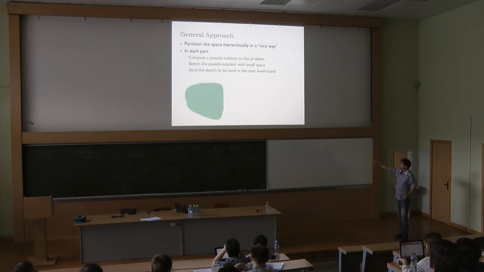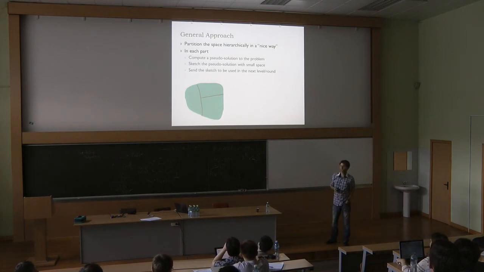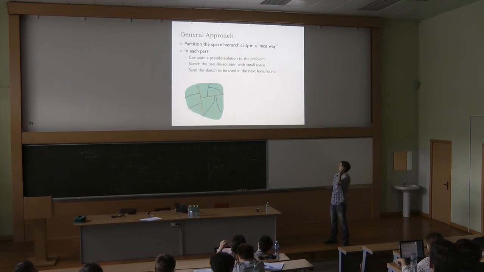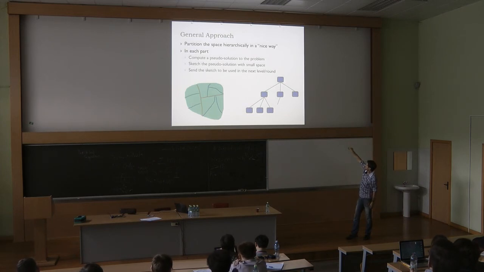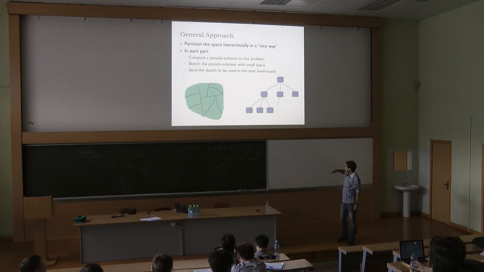Okay, so this is the space. So we partition the space somehow nicely hierarchically. This is the hierarchy, the next level of hierarchy. Here is the tree corresponding to this recursive partitioning. This is the big blob, these are the three medium-sized blobs, and these are recursive. And the computation will proceed from bottom up, essentially.